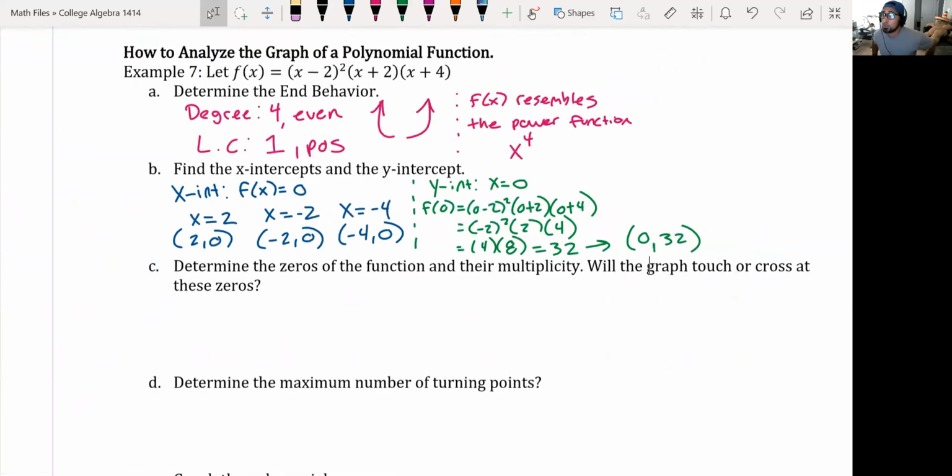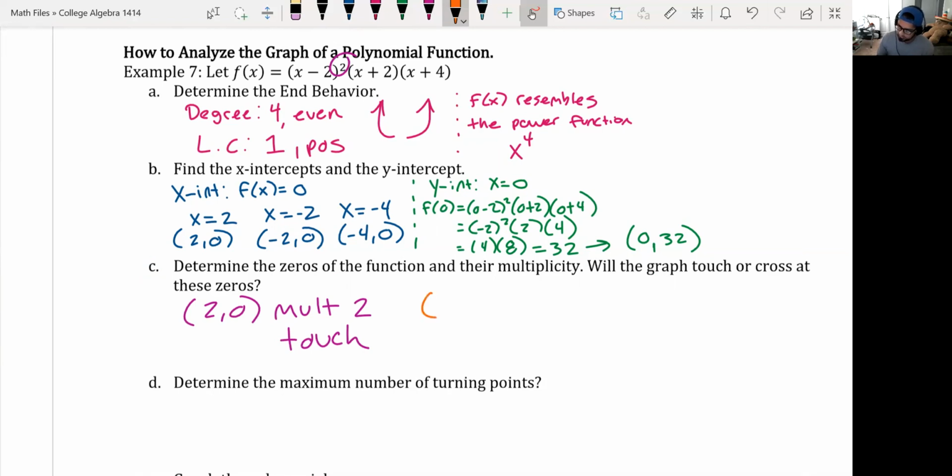Okay, next is multiplicities of the x-intercepts, of our zeros. So let's look at 2, 0. 2, 0 came from x minus 2 squared. That degree was 2, meaning this will have a multiplicity of 2, which means we will touch.